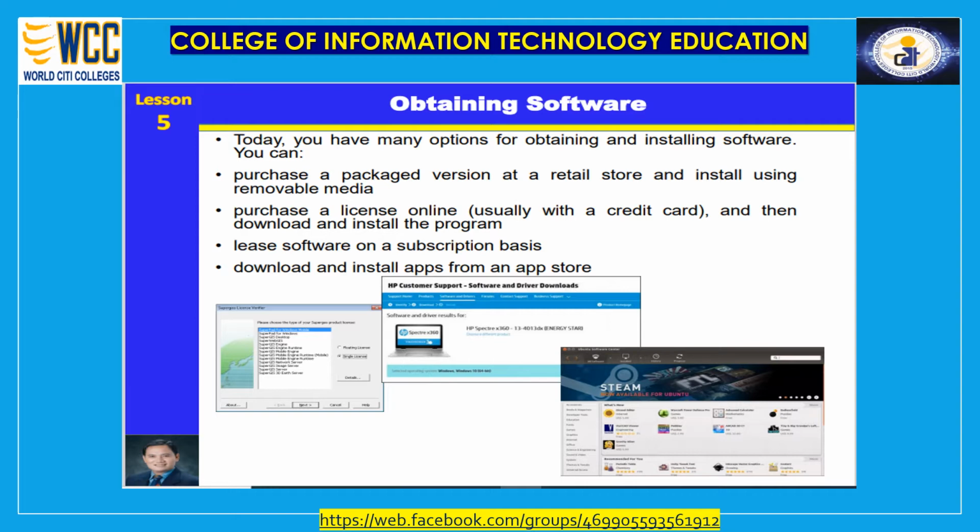Actually, today, you have many options for obtaining and installing software. You can purchase a packaged version at a retail store and install using removable media. You can purchase a license online, usually with a credit card, and then download and install the program. You can also license software on a subscription basis, or download and install apps from an application or app store.